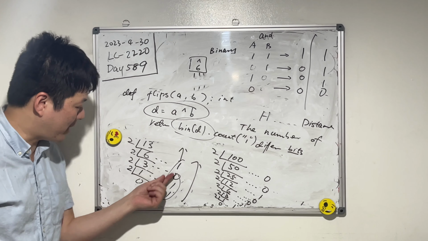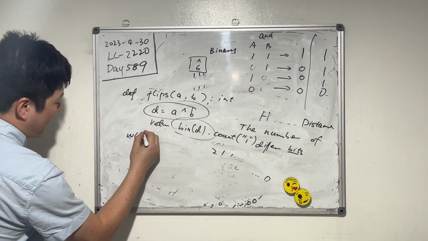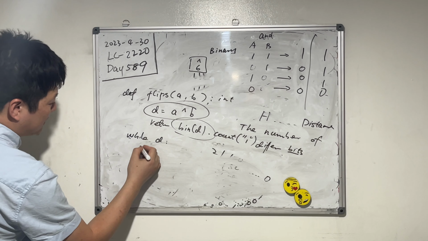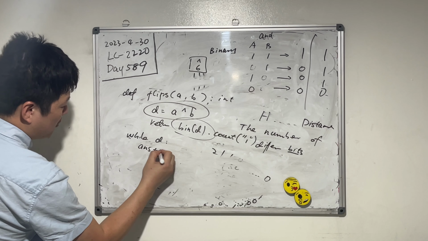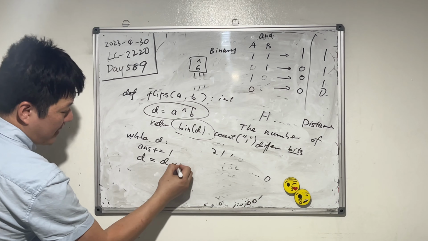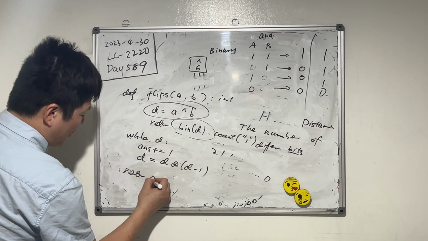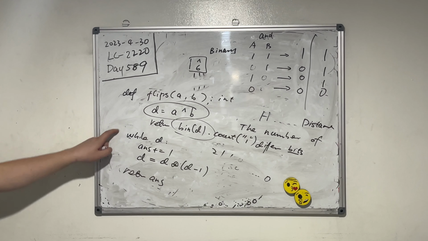Okay, so I should write it here. Yeah, that's what we're saying. That 6 will have a remainder of 0. While D, then we can do this: answer plus equal 1, D equals D and D minus 1. Okay, and then that's it. Return answer. This is one way. Of course, there are many ways. We just talk about this.